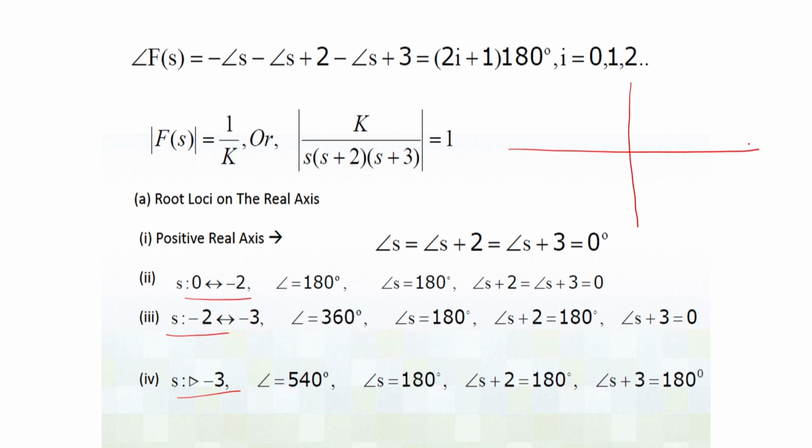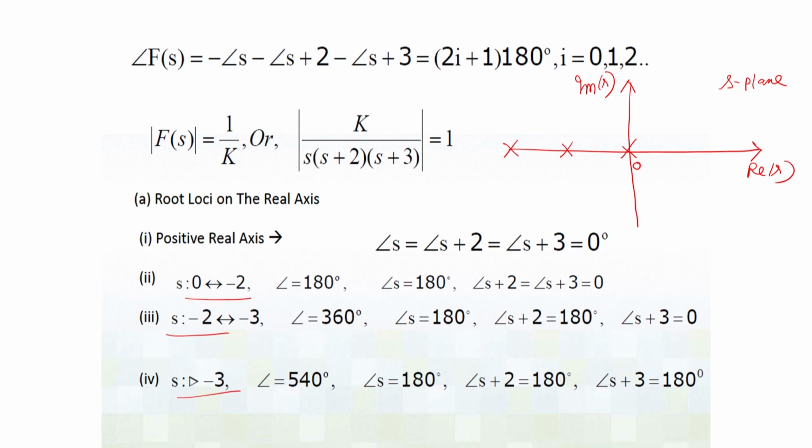So, one pole is at 0, another pole is at -2, another pole is at -3. So, this is the real part, this is the S plane, this is the real of S and this is the imaginary of S. All these things you need to always demarcate.